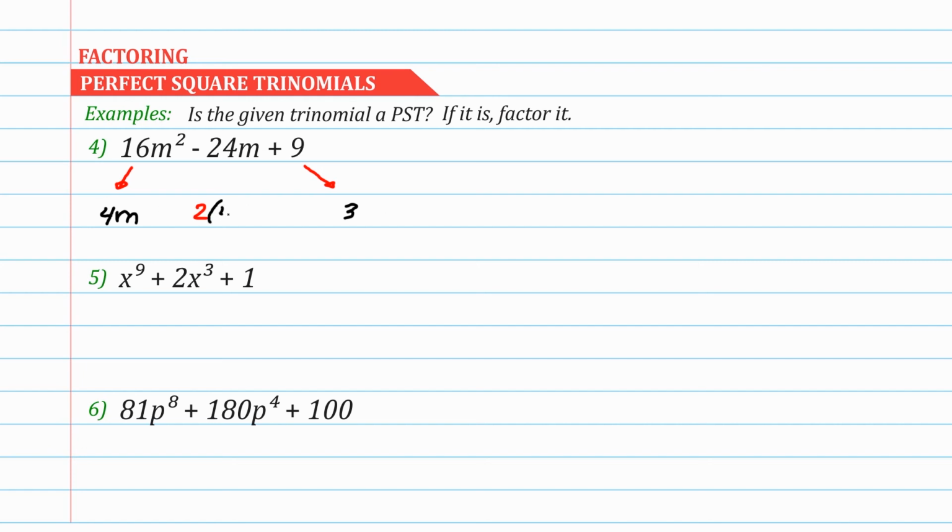So, we have 4m times 3. Okay, let's check. Pareho ba dun? Doing that by multiplying 2 times 4m is 8m. 8m times 3 is 24m. Problem is, this is negative. Now, hindi pwede kasi positive ito.